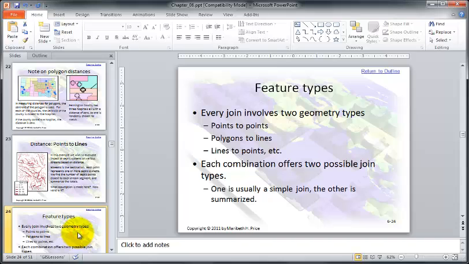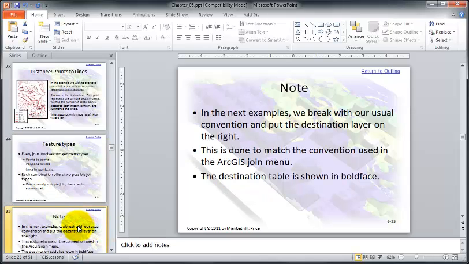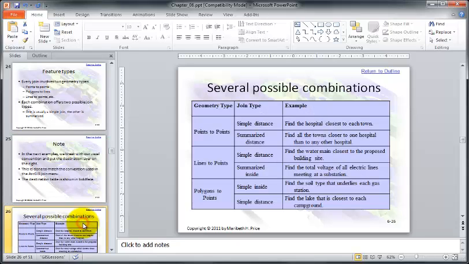Feature types. Every join involves 2 geometry types. Points to points, polygons to lines, lines to points, etc. Each combination offers 2 possible join types. One is usually a simple join, and the other is summarized. In the next examples, we break with our usual convention and put the destination layer on the right. This is done to match the convention used in the ArcGIS join menu. The destination table is shown in boldface.